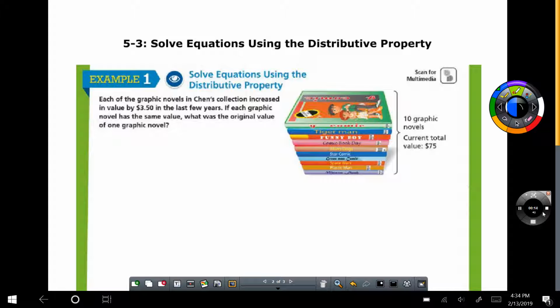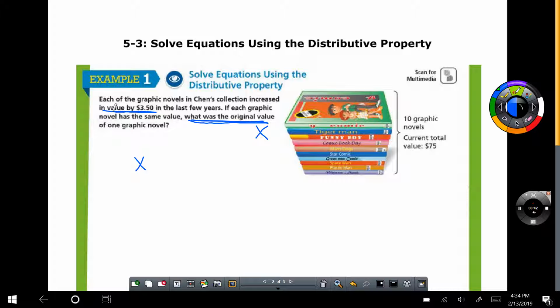Question number 1. Each of the graphic novels in Chen's collection has increased in value by $3.50 in the last few years. If each graphic novel has the same value, what was the original value of one of the graphic novels? So we want to find in this problem the original value of one graphic novel. We're going to call that X because we don't know what it is. So let's start with X. We know that each increased in value by $3.50.